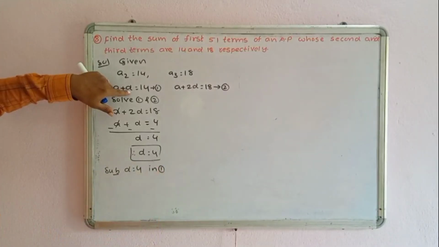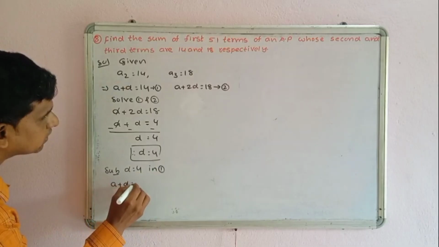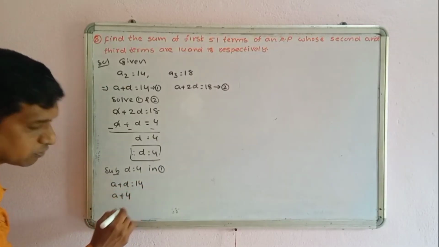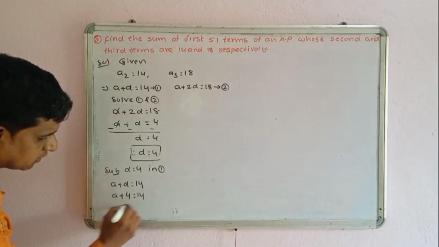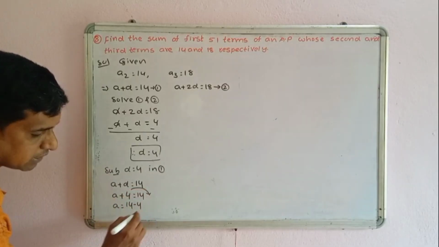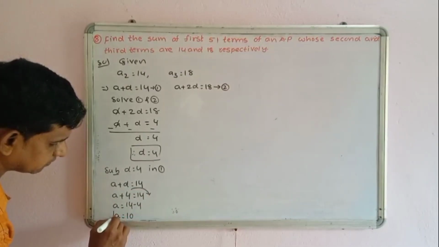1 is better because this is a small equation. So what is 1? A plus D equals 14. A plus D value 4 equals 14. So A equals 14, 4 transpose right side minus 4. Therefore A equals 14 minus 4, which is 10.